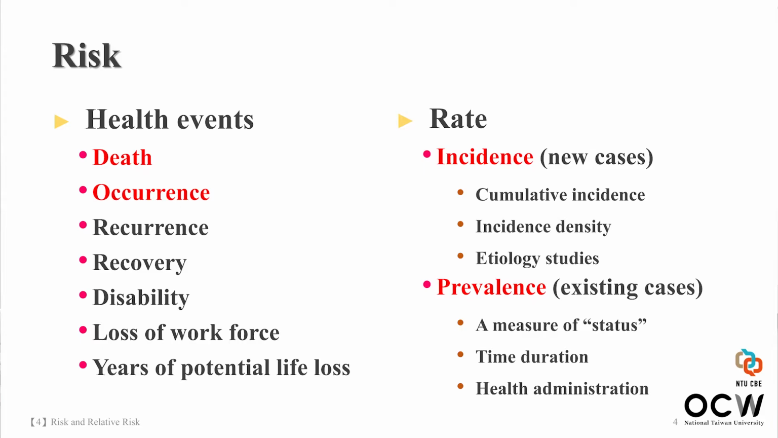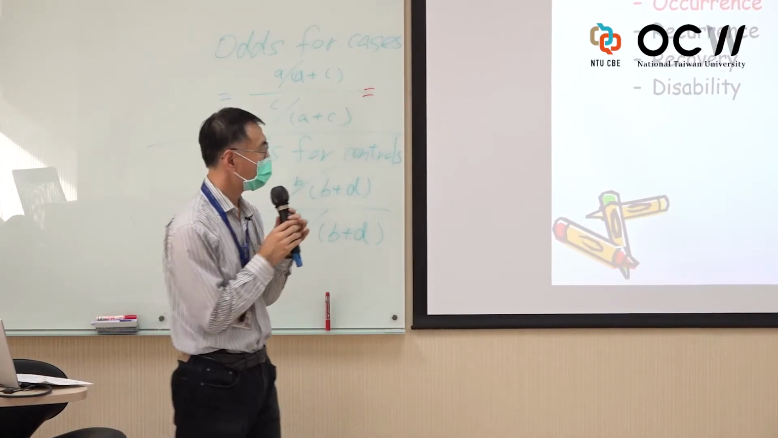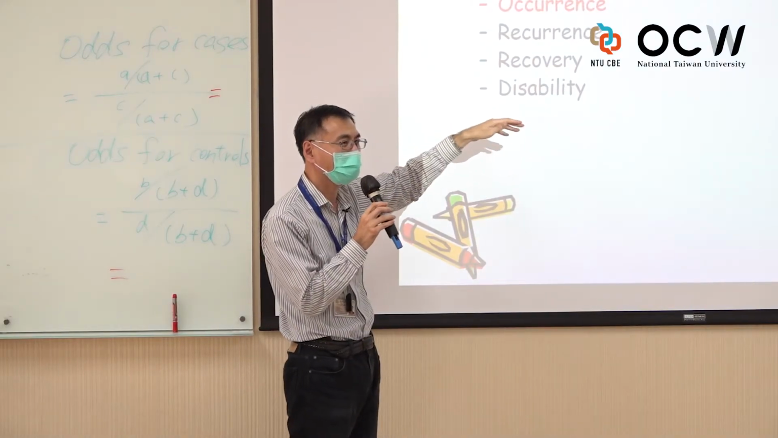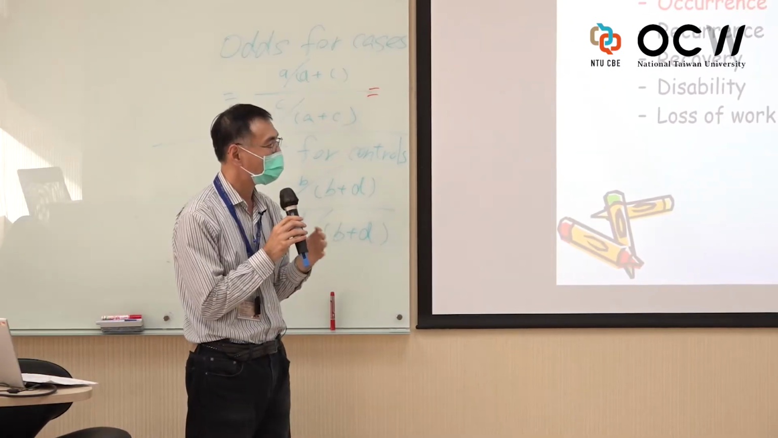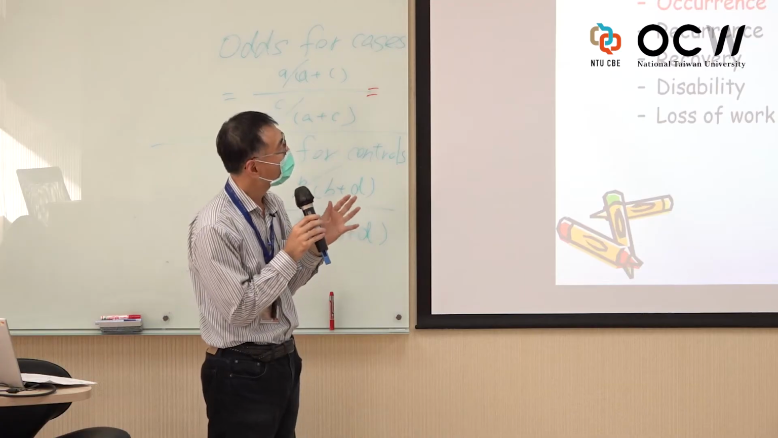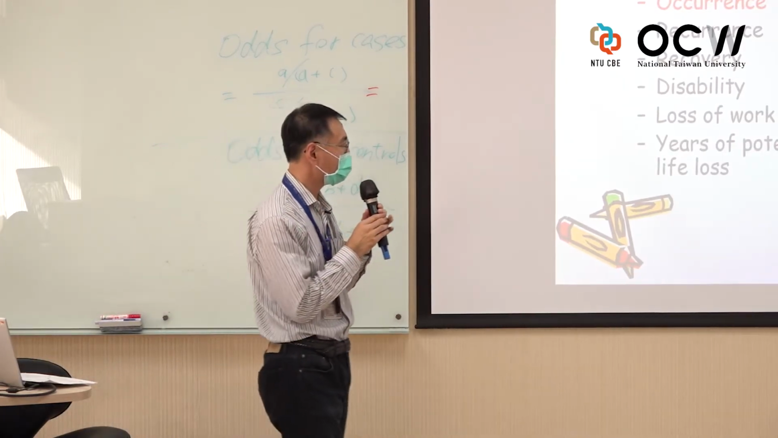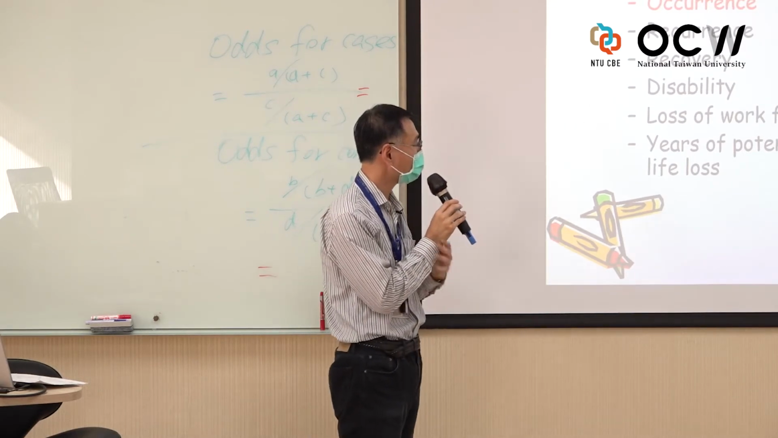Or it could be the occurrence of that disease, or the recurrence of the disease, or the recovery from disease, or disability caused by the disease, right? But we might need to use other indicators about disability, like disability adjusted life year loss, or YPLL. Or loss of workforce. These are other kinds of indicators about life events, but they might not be so related to risks anymore. I just tell you that it could be as broad as loss of workforce and the years of potential life lost.